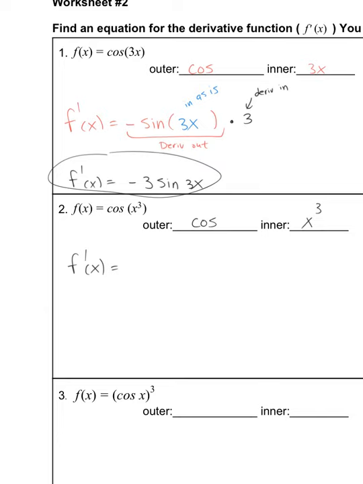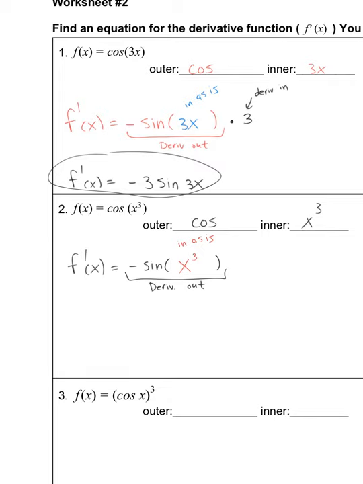The first step, again, the derivative of the cosine, the outer function, is negative sine. So we always put in a blank set of parentheses. That is the derivative of the outer. The second step, we plug in the inner as is. So that is where we put x cubed. That is the inner as is.